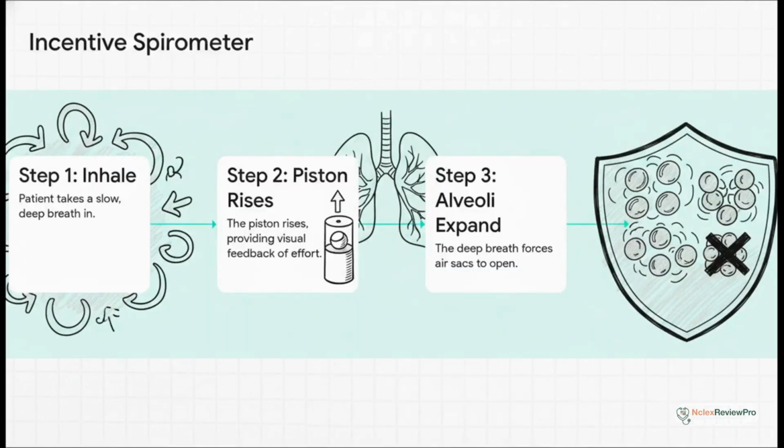So how do we fight back, especially after surgery when patients are often immobile and breathing really shallowly? Well, we use this surprisingly simple device. The incentive spirometer is basically a workout for the lungs. By taking a slow, deep breath in, the patient forces those vulnerable little alveoli to pop open and stay open. It's all about preventing them from collapsing, a condition we call atelectasis.